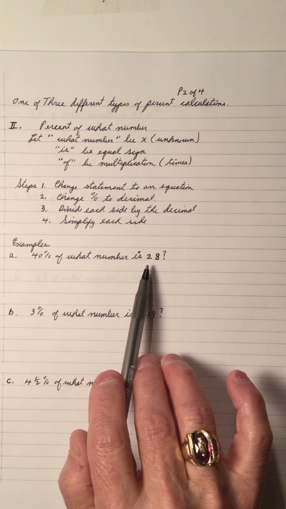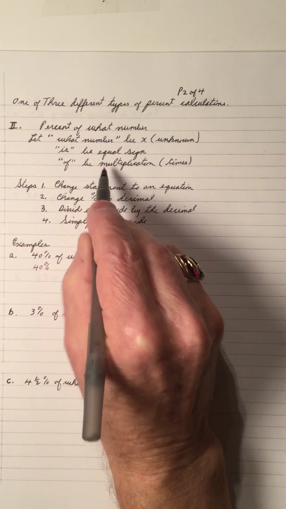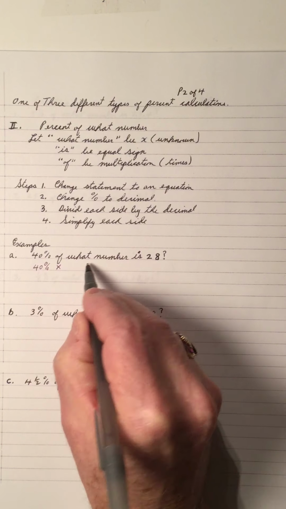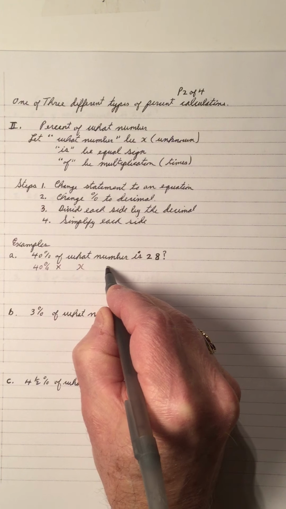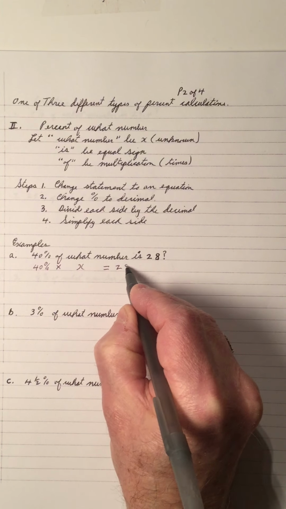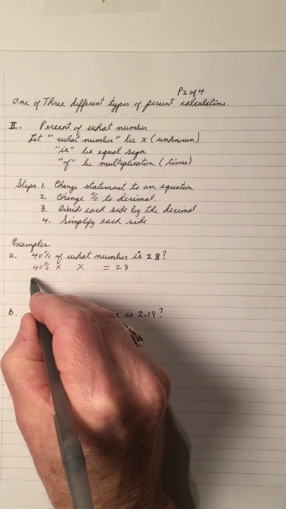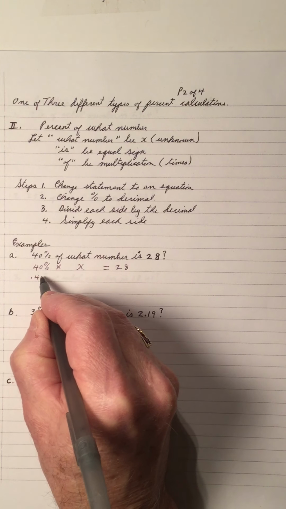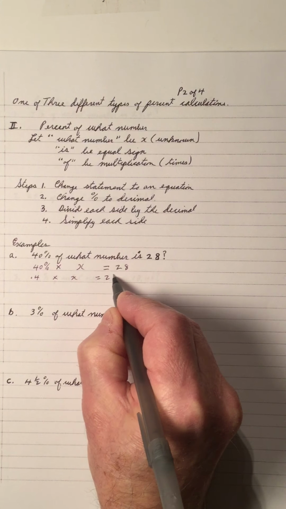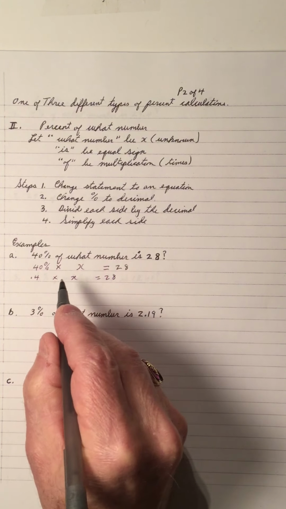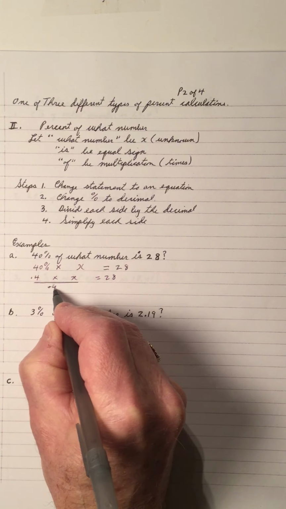40% of what number is 28? So 40%, "of" is the multiplication sign. What number is x. "Is" is the equal sign, 28. Now the second step is change percent to a decimal. So 40% is decimal 0.4, times x equals 28. So the percent is changed. Now I'm going to divide each side by the decimal. So divide each side by 0.4.